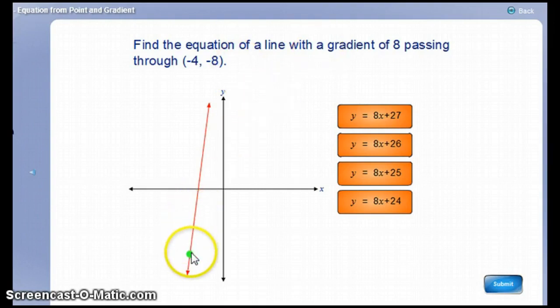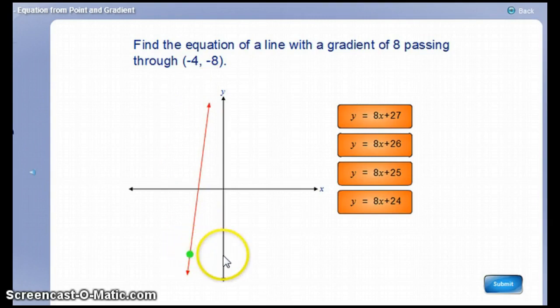So what does that gradient mean? It means for every 1 across, we've got to go 8 up. That's heaps, isn't it? We're at -4, so we've got a few steps here. We've got to go 1, 2, 3, 4 to get there. Well, each time I go across one, I go up 8.